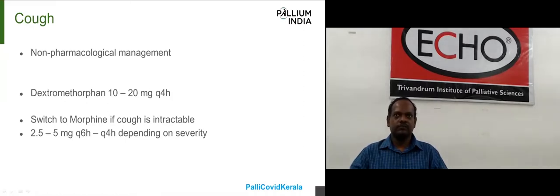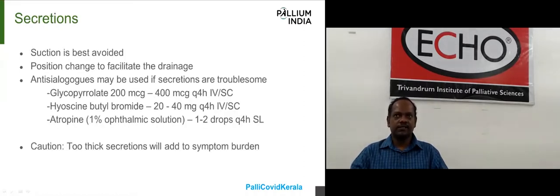Next is secretion. Secretions are more common towards end of life. And in COVID-19, we have to avoid suction as much as possible because it can produce aerosols and the person who is doing suction can get infected. Secretions can be managed non-pharmacologically by properly positioning the patient, either in the left lateral or the right lateral position, which will help to drain the secretion by gravity.